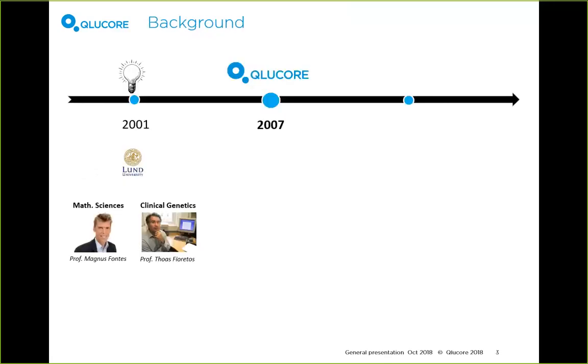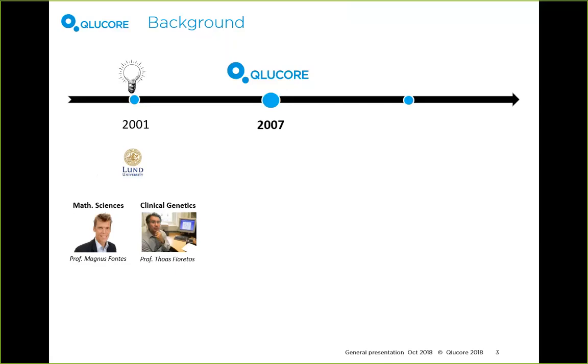When we're talking about the Qlucore company, we're talking about a success story that started about 17 years ago, where two professors at Lund University came up with an idea. We had Professor Thoas Fioretos at the Clinical Genetics Department, who had a lot of data but no idea about how to analyze it. And we had Professor Fontes at the Mathematics Department, who had an idea about how to analyze it.